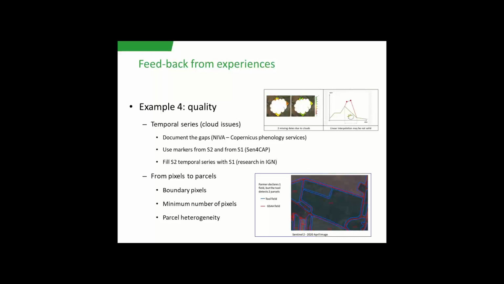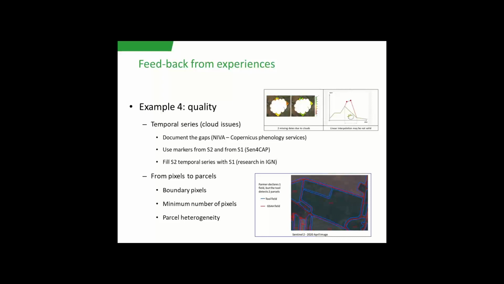It's what we have done in NIVA, for instance, for the agro-environmental indicators. Computing them, whatever happens, but documenting if there are big gaps in observation due to clouds. It's possible to use markers coming both from Sentinel-2 and from Sentinel-1, as it is done by Sen4CAP. It's possible also to fill Sentinel-2 temporal series with Sentinel-1. We have some research going on in IGN.